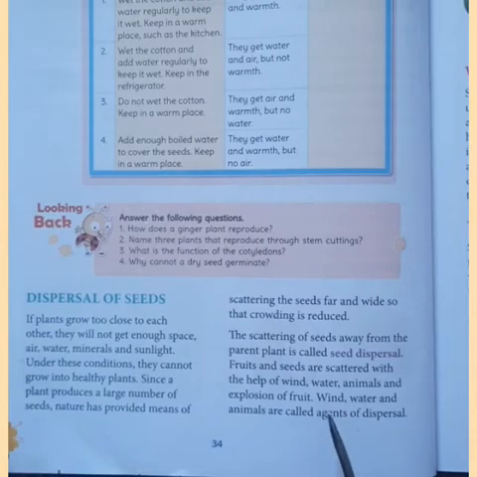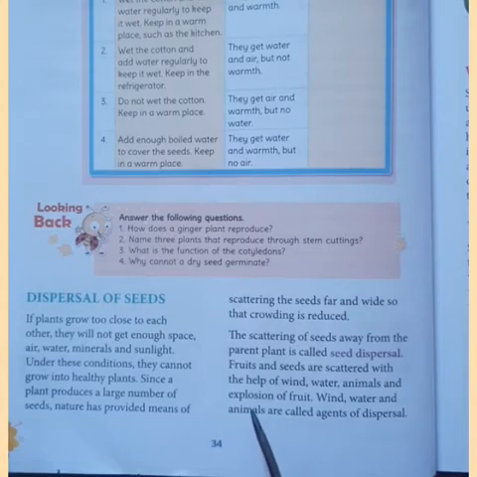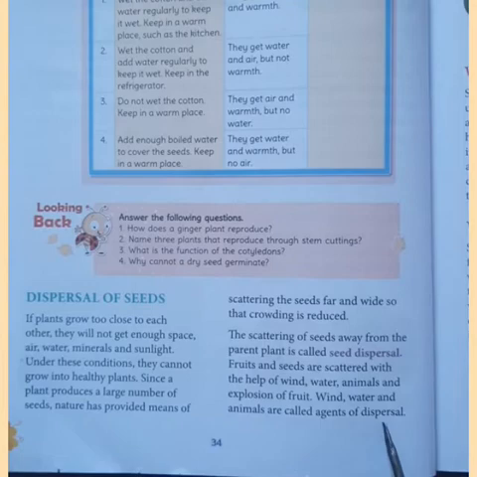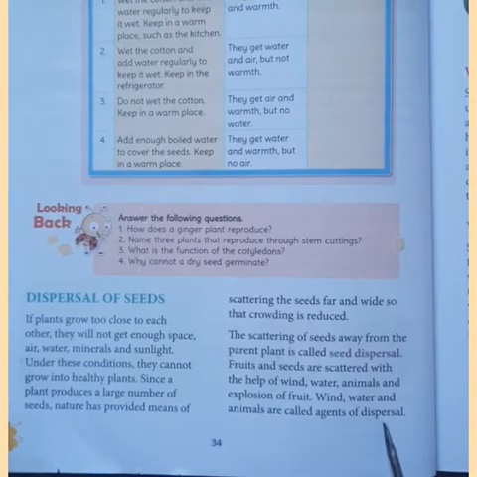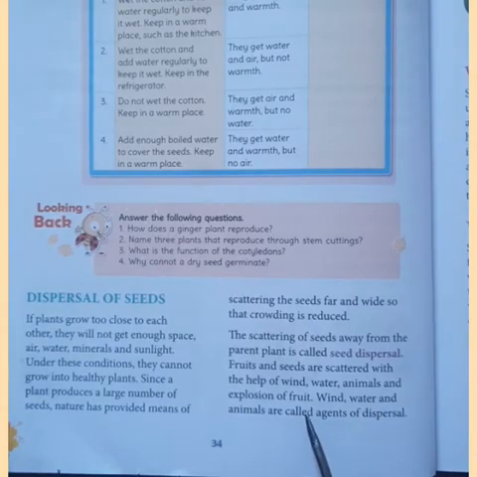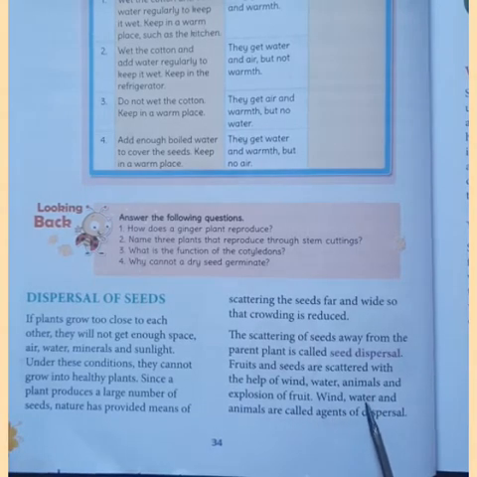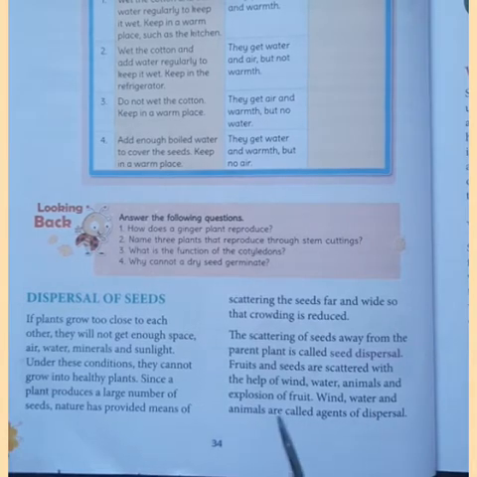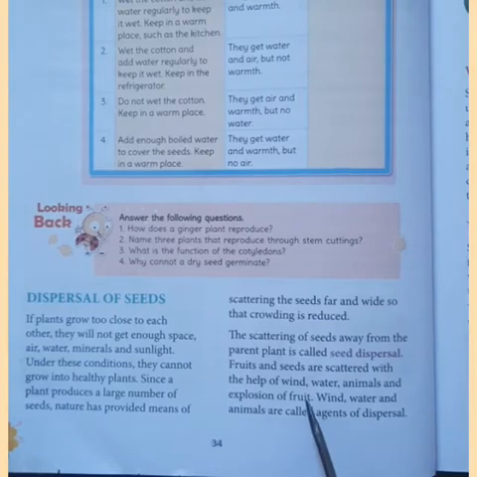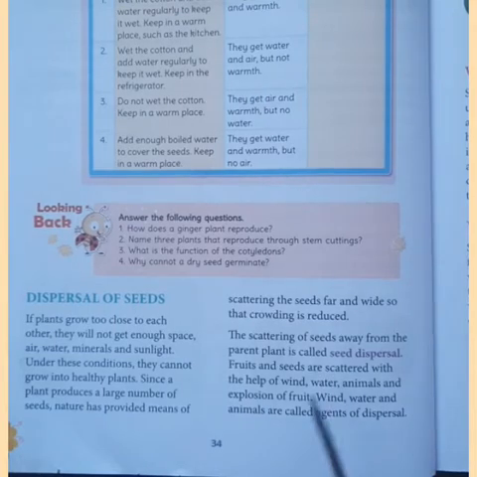Now, the wind, the water and the animals which help in scattering of the seeds and fruits are known as the agents of dispersal. So, who are the agents who help the seeds to scatter away from the parent plant? Wind, water, and animals. Those are the agents which help in dispersal of seeds.